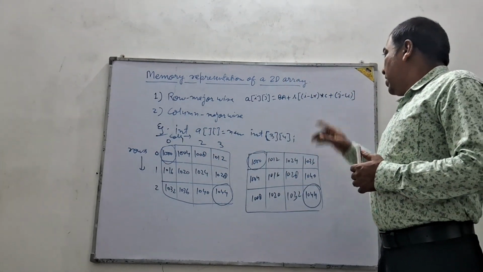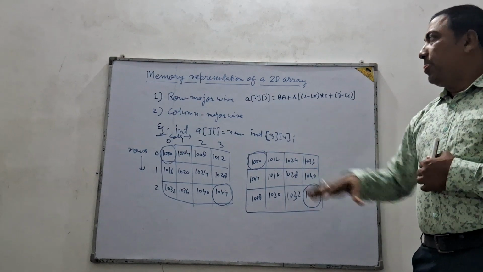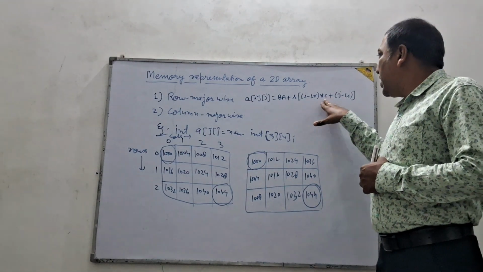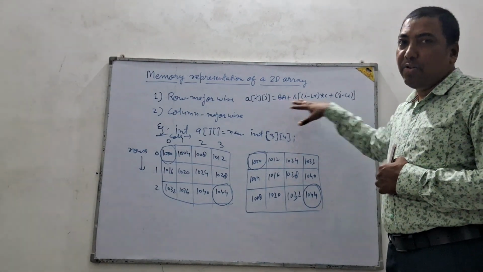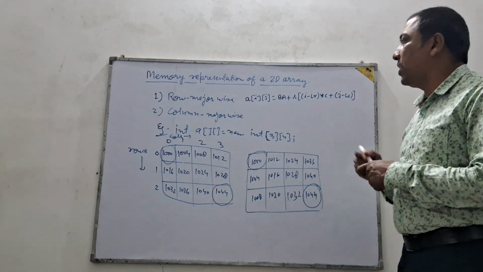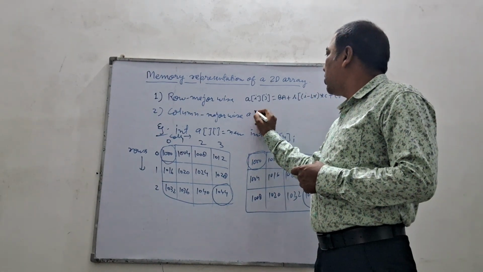C is the total number of columns. In row major wise, we multiply by the column count; the number of rows is nowhere used in the formula. Column major wise, the formula is almost the same.